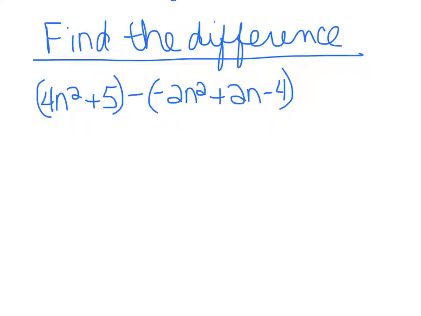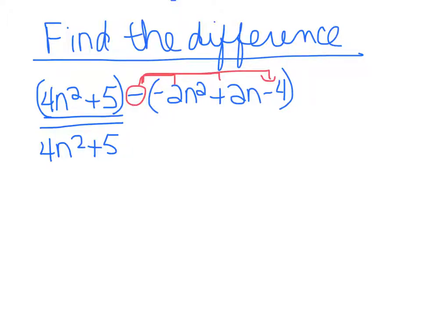When we are finding the difference, or subtracting polynomials, and you have quantities in sets of parentheses, the only thing you have to remember to do is distribute your negative sign entirely through that polynomial. So we're going to bring down this first binomial, 4n squared plus 5. Now, this negative has got to be distributed to every single term, which essentially just means we're changing the sign. So when you subtract a negative, you end up with a positive 2n squared. You subtract a positive, you get minus 2n, and then minus a negative 4 is plus 4.